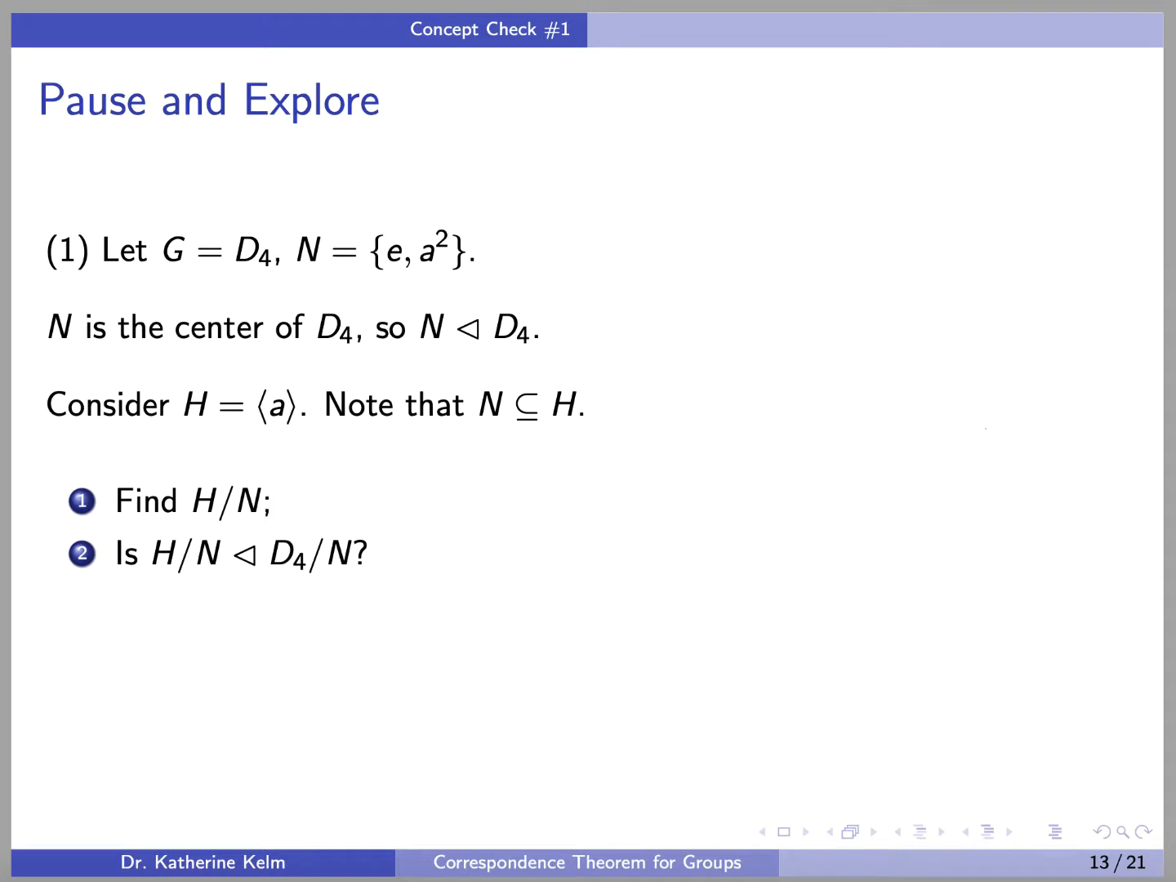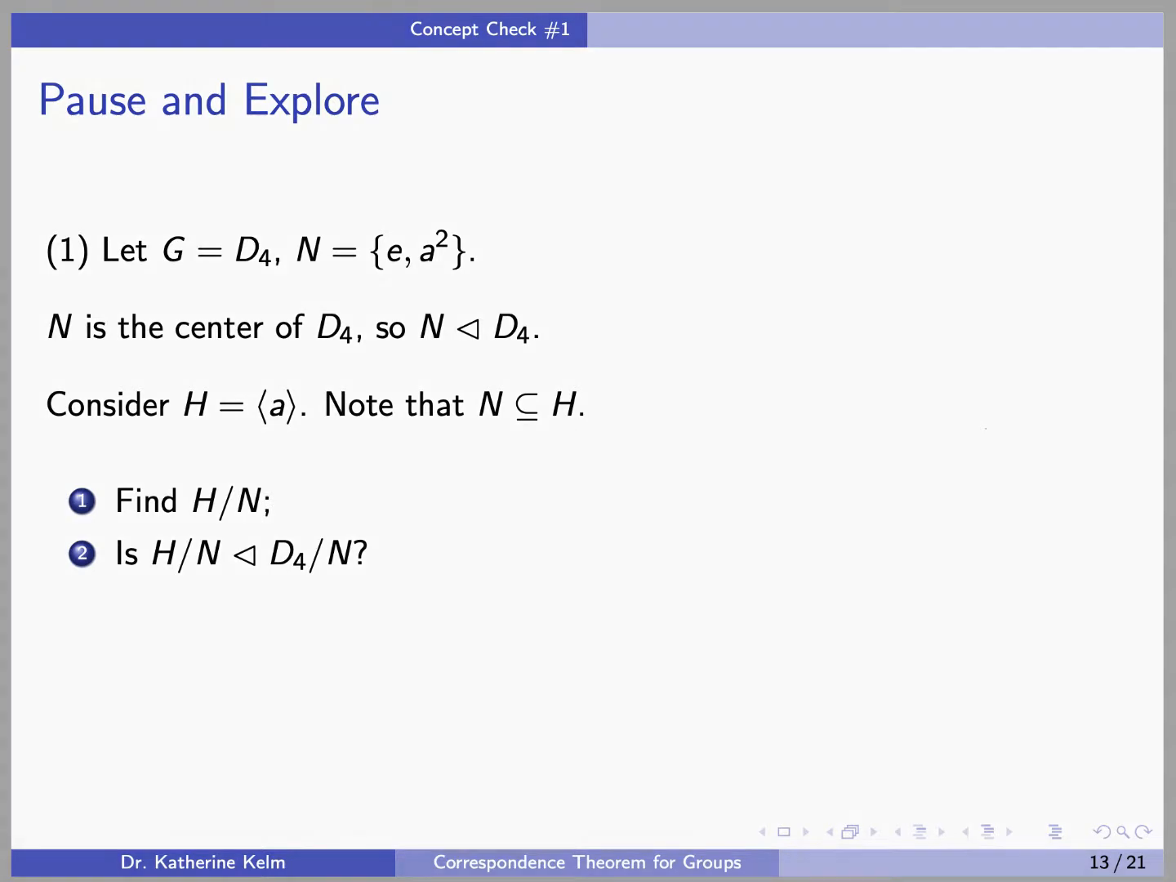Here's your first concept check. I urge you to pause the video and work out the answer for yourself before proceeding. Let G be the dihedral group of order 8, D4, and let N be the subgroup consisting of E and A squared. N is a normal subgroup of D4. You can note that N is actually the center of D4, and the center of a group is always a normal subgroup.